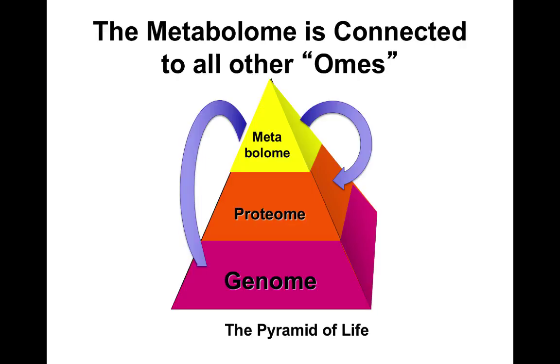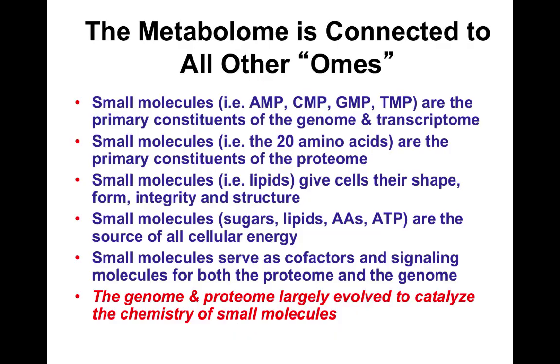The other thing to remember is the metabolome is connected to all the other omes. It's connected to the proteome, the transcriptome, and the genome. Each of them informs the other. This is something fundamental to systems biology or multi-omics integration. If we look at it in detail, small molecules like AMP, CMP, GMP, and TMP are the components that make up RNA and DNA. Without these small molecules, we wouldn't have genes or transcripts. Likewise, amino acids, the 20 naturally occurring amino acids, are the constituents of the proteome.